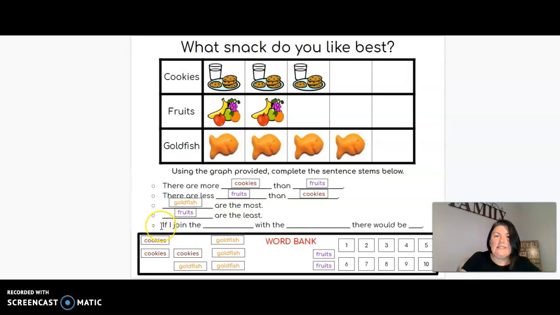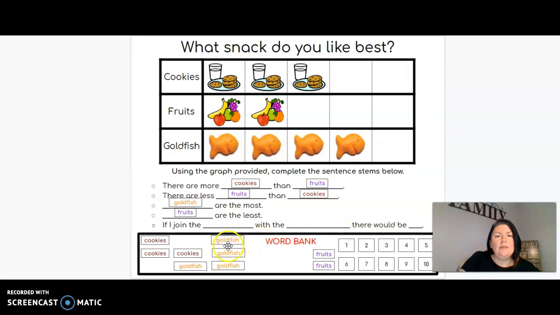Now, this last sentence stem is a little bit tricky because we have to join, which means we're going to add or put our things together. So if we join 2 of our items, our snacks, we're going to find out how many there would be. Our sentence stem says, if I join the blank with the blank, there would be blank.